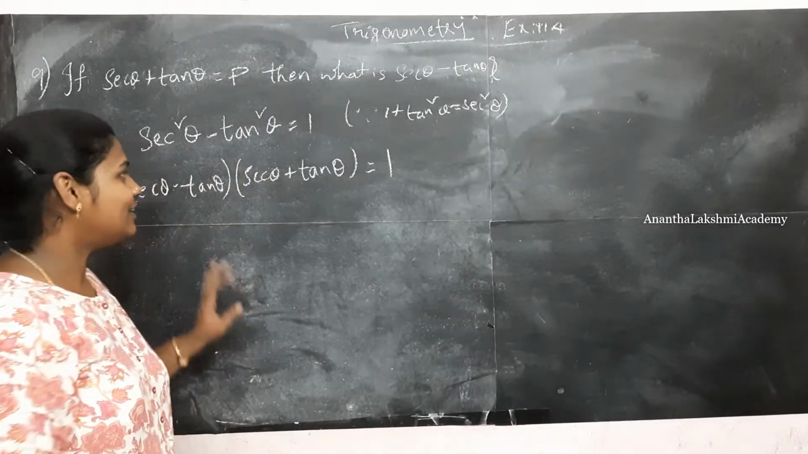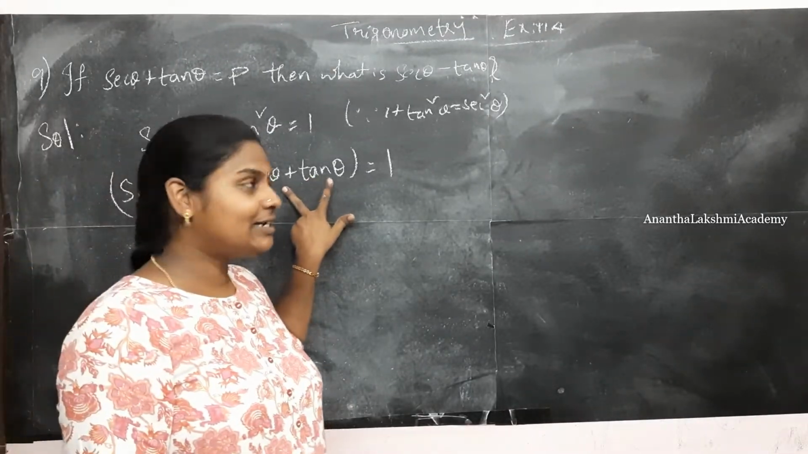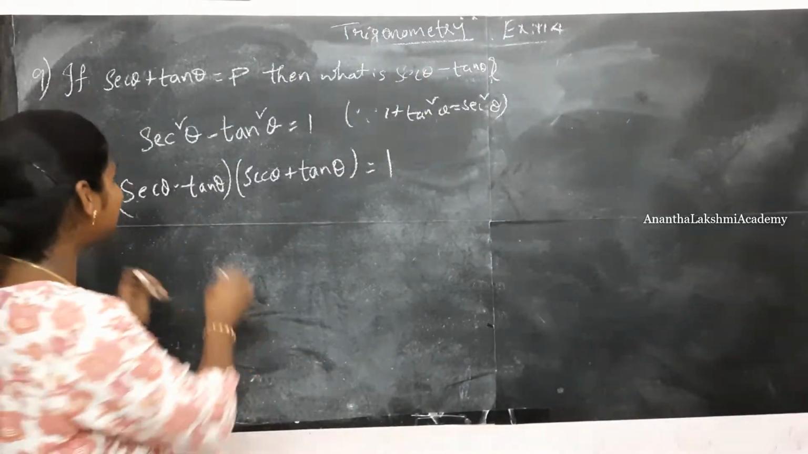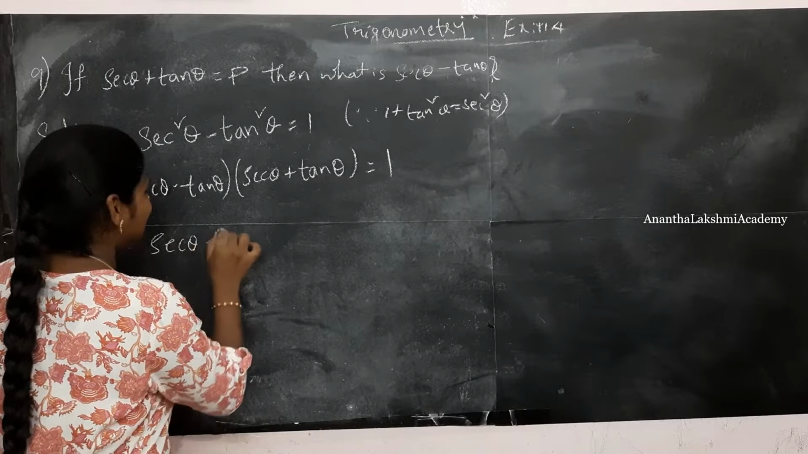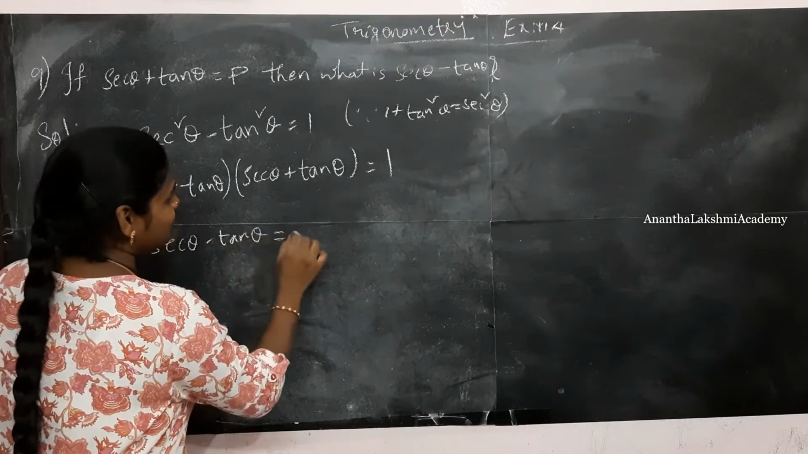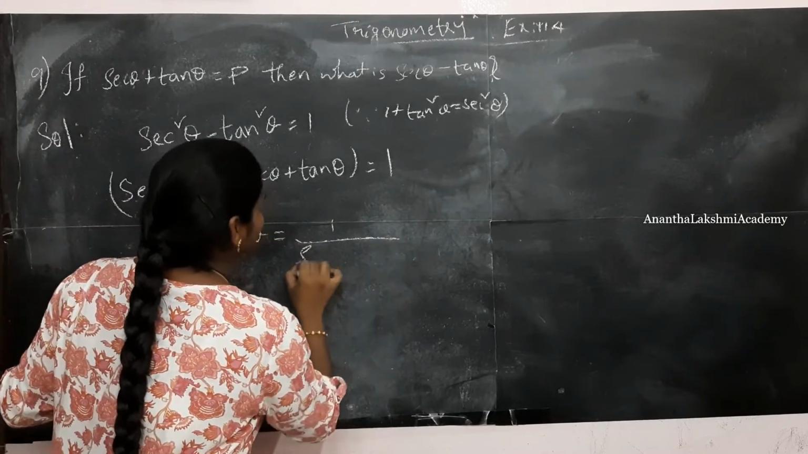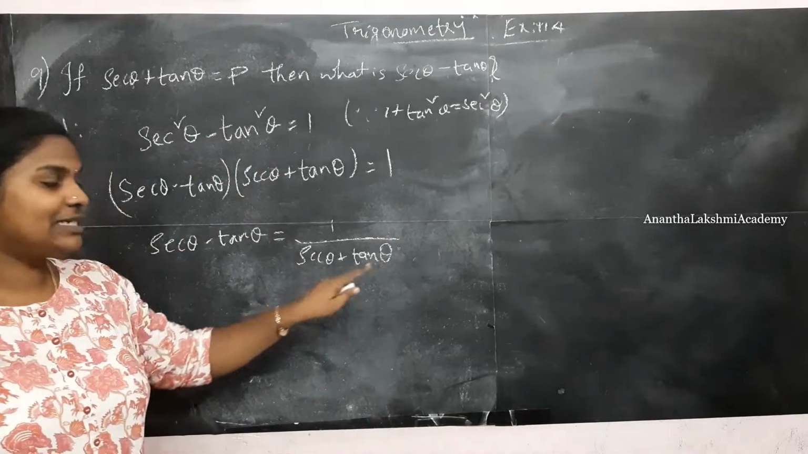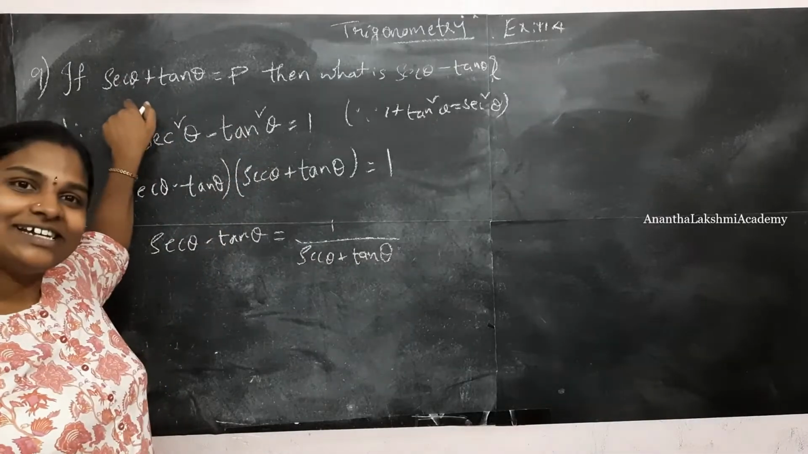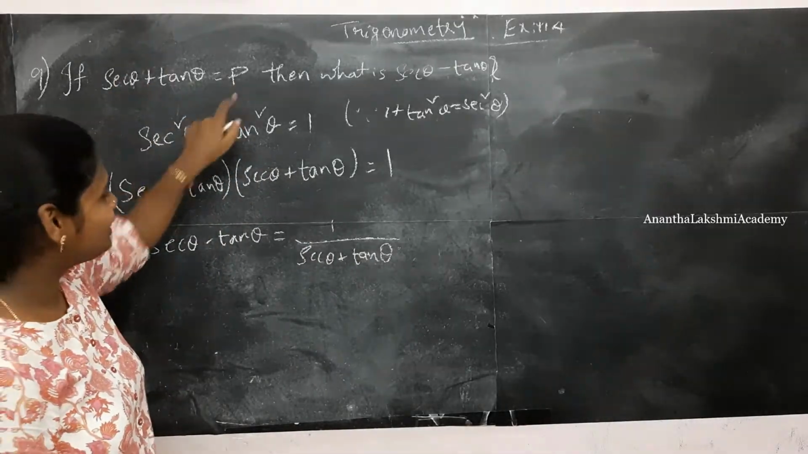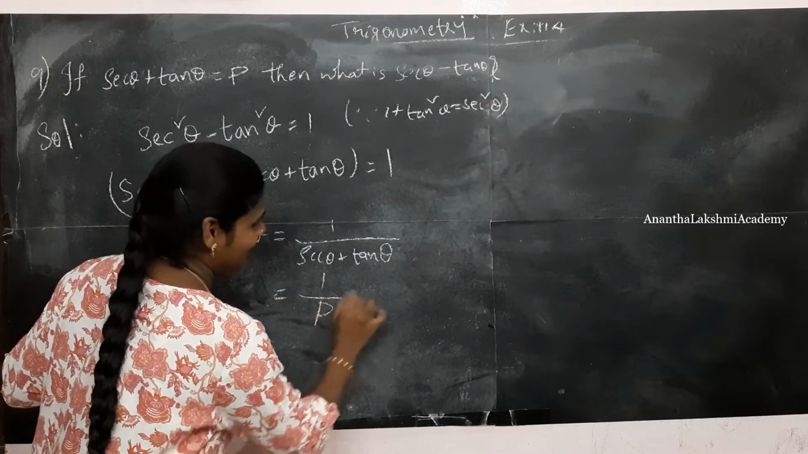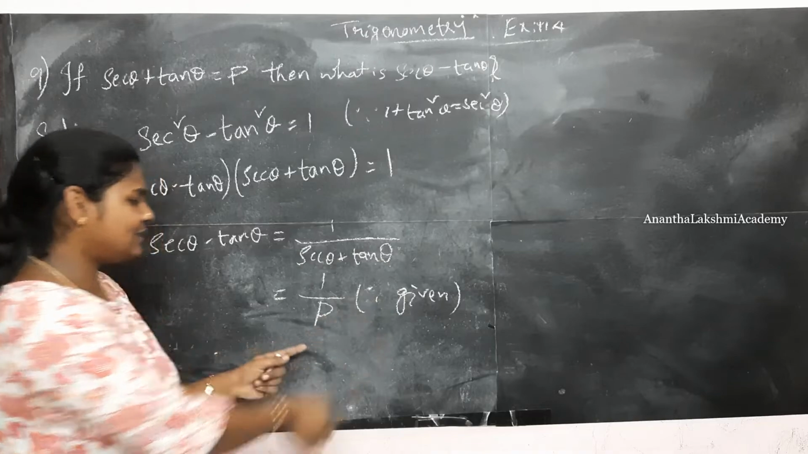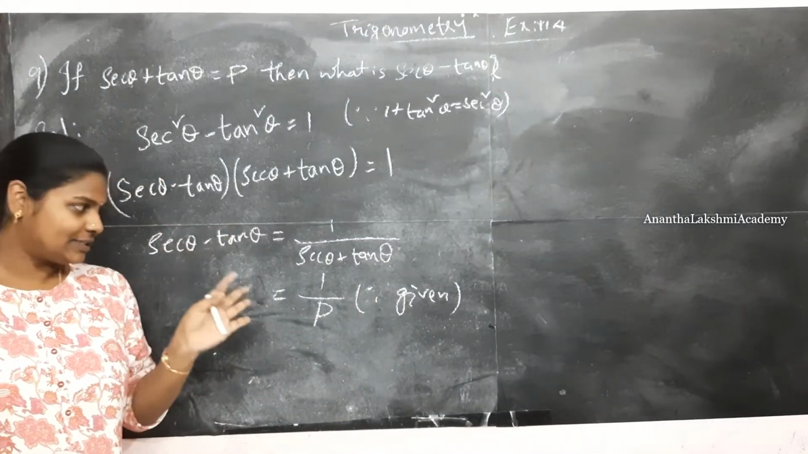Aha! So here we are. We know what is secant theta plus tan theta, and we are to figure out secant theta minus tan theta. Right? So secant theta minus tan theta is equal to 1 by secant theta plus tan theta. What is secant theta plus tan theta? Here it is given. Since given that secant theta plus tan theta is equal to p, secant theta minus tan theta is nothing but 1 by p.